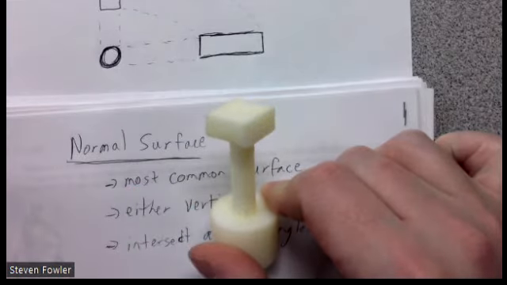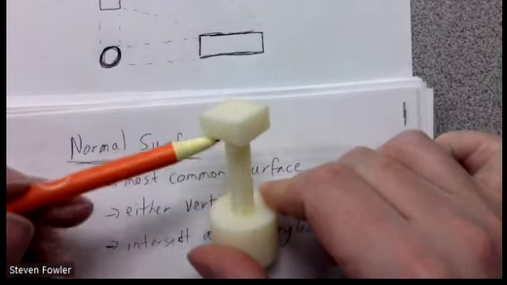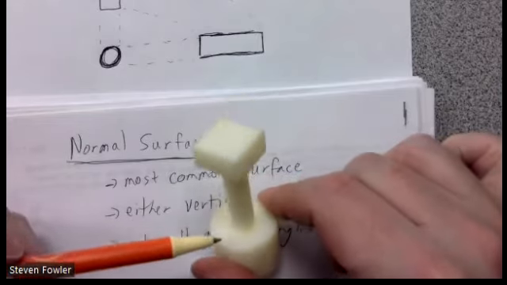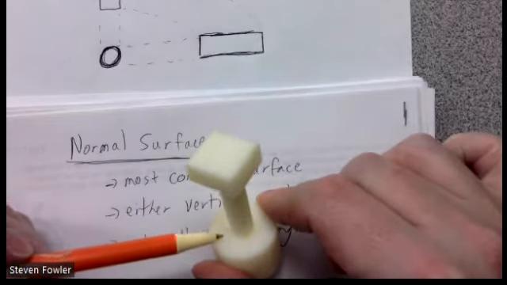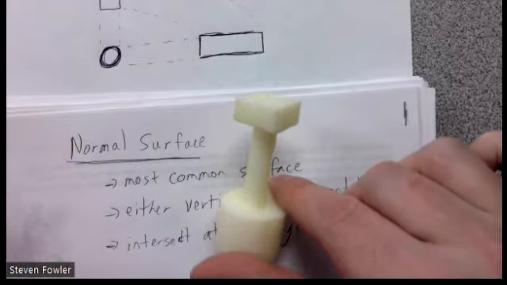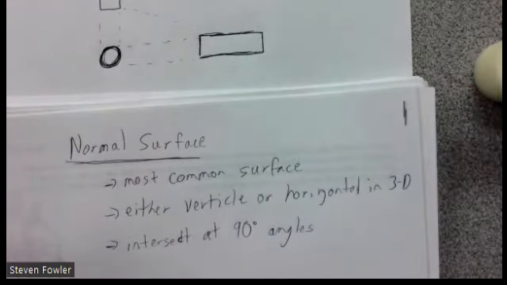Square surfaces, if you will. These would be cylindrical surfaces. I've got a normal surface right here, though. And then this would be a cylindrical surface. So there's an object that's got kind of a variety there.